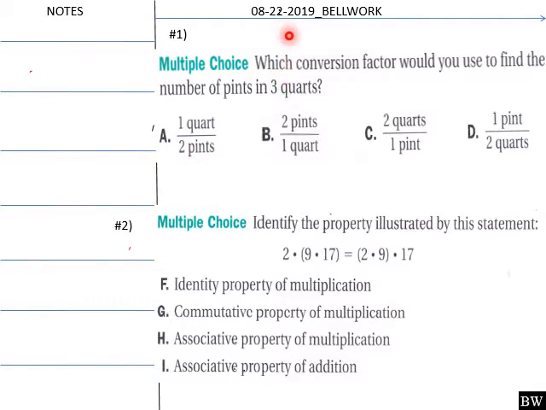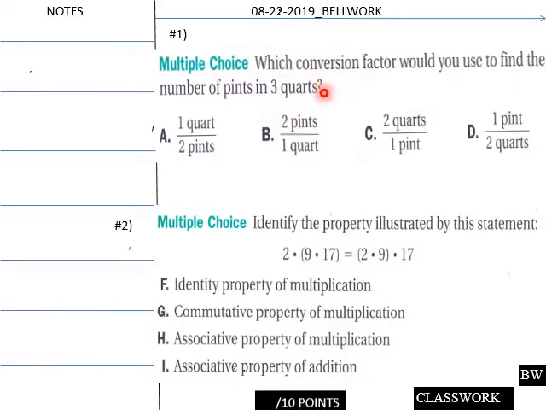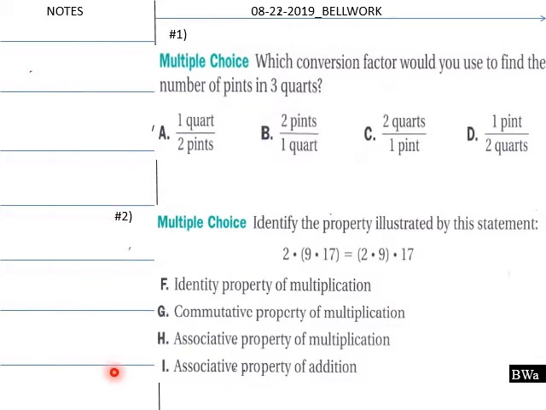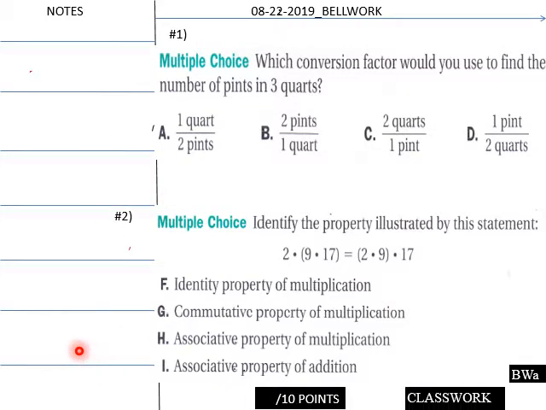Today's bell work, teachers, is unit analysis up here. Which conversion factor would you use to find the number of pints in 3 quarts, students? And then identify the property illustrated by this statement here. What are we doing up here? These are multiple choice, so give your students 4 minutes on this. Okay, welcome back. Our solution for our bell work today is B, 2 pints for 1 quart.